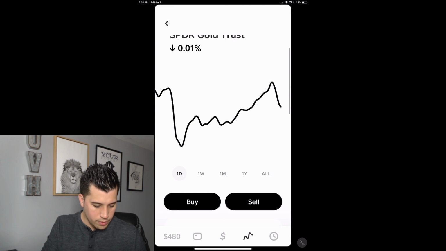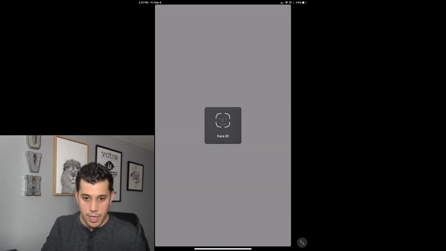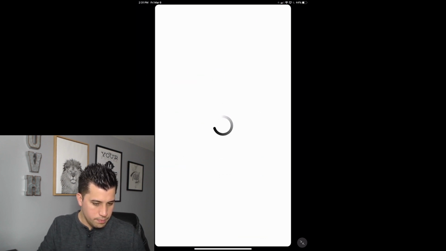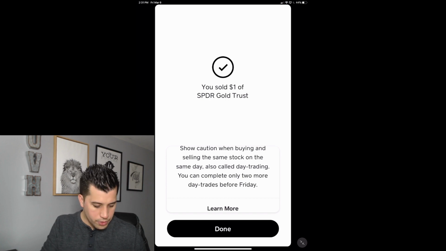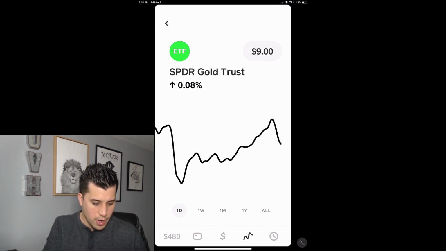Now if I want to sell, let's see if I want to go to sell. Okay, so I can sell $1, $3, $5, all. Let me just hit $1 just to see. Let me see how it is selling this. So I'm going to sell $1. Confirm. Okay, so I will say that it is relatively easy. Now I have $9, so I had $10, now I have $9.